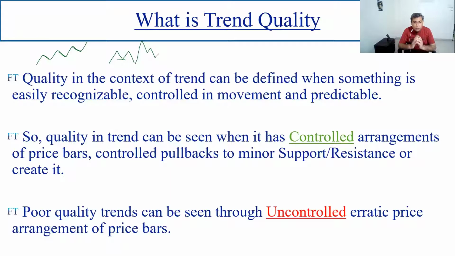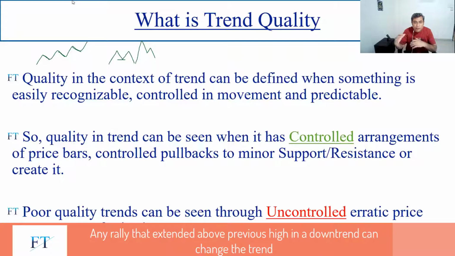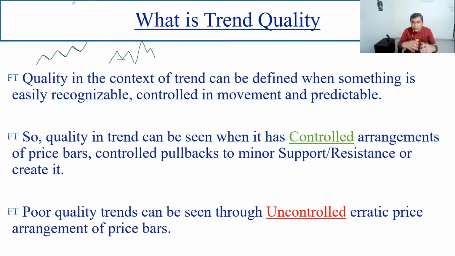But for now, please keep these words in your mind: whenever there is a trend, if it is a downtrend, the red bars should move in a very fluid way. It should come down in a very controlled way, and when it rallies back, it should not be a powerful rally that will extend up to the high from where the downtrend started. So a poor quality trend can be seen through the uncontrolled and erratic arrangement of price bars.